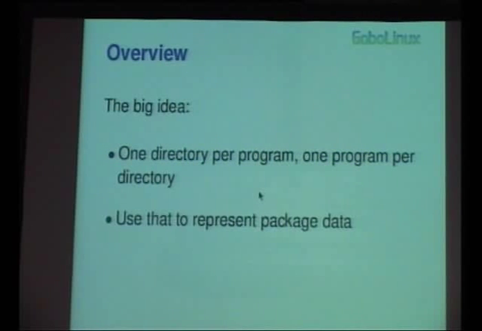So, big idea there. Like I said, one directory per program, one program per directory. We have a programs directory, which has, for every program in the system, one directory. Inside that directory, there's another directory for each version of that program that's installed at once. There's then a tree of symlinks that go from basically standard locations into those trees so that we can find all the files without having to look through them all every time.